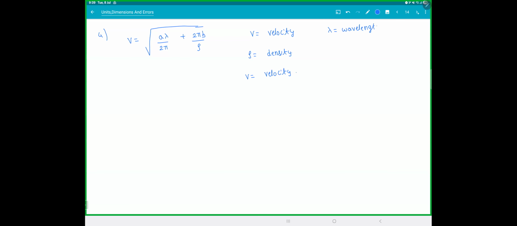This is another way of asking the question. So find the dimensions of A and B. Same thing, it's a different formula though. So V is equal to root over A lambda by 2 pi plus 2 pi B by rho. Find the dimensions of small a and small b. Let's get this. You got 2 minutes.